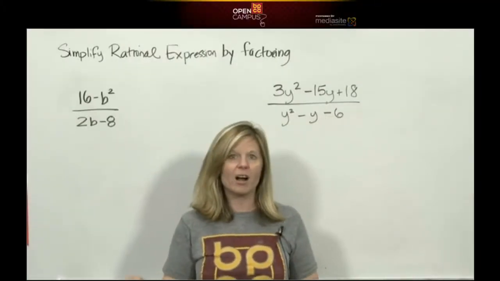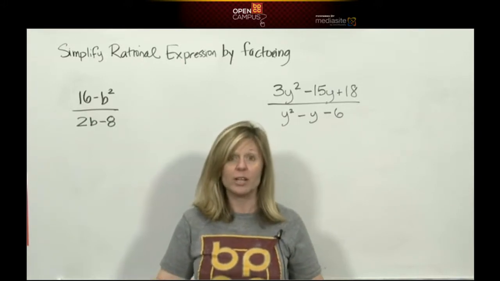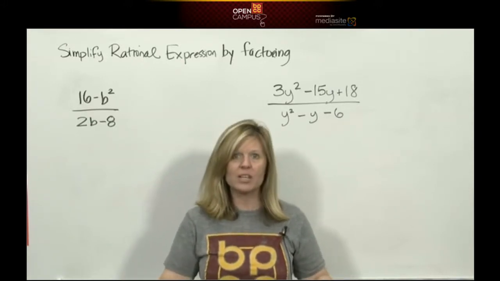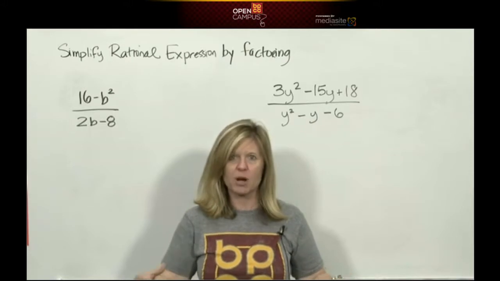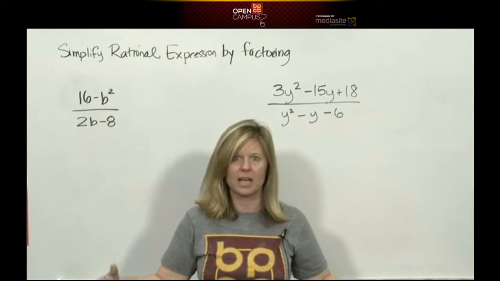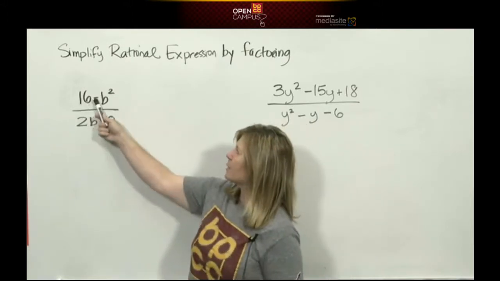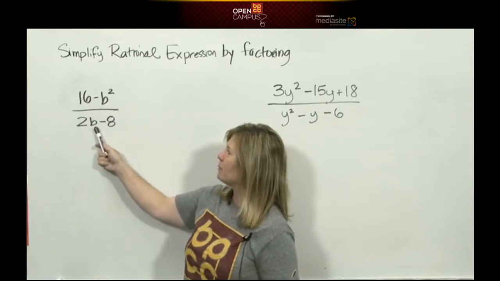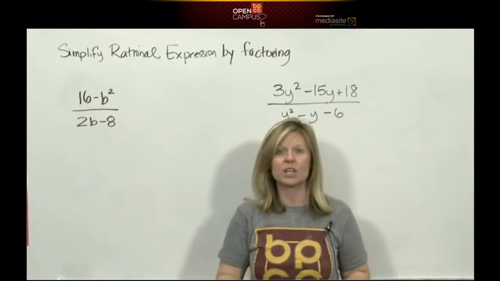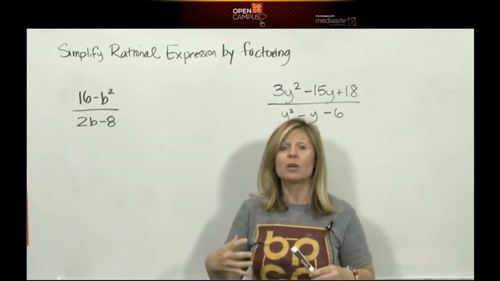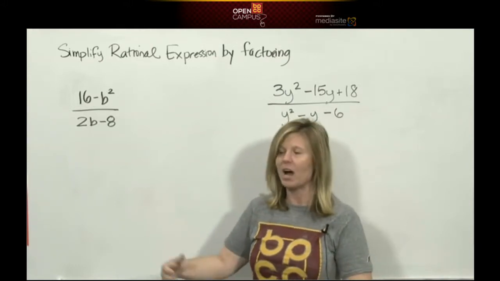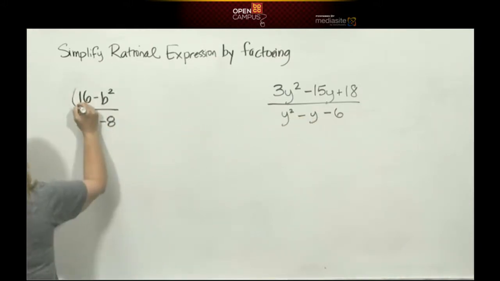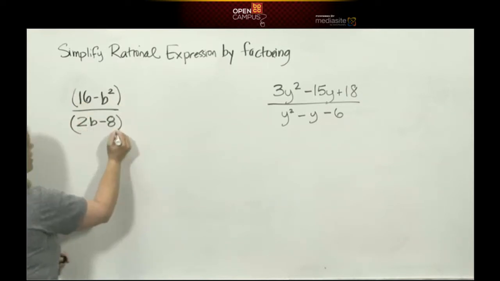Okay, to simplify a rational expression, a fraction, you need to do division. The problem is, in order to do division, your expression must be connected by multiplication. So if you look here, 16 minus b squared and 2b minus 8 are not terms connected by multiplication. So you cannot start the division process. These terms are stuck together. These terms are stuck together.